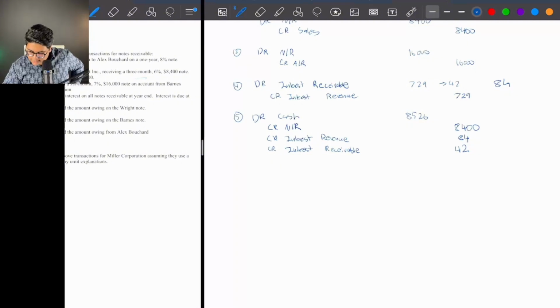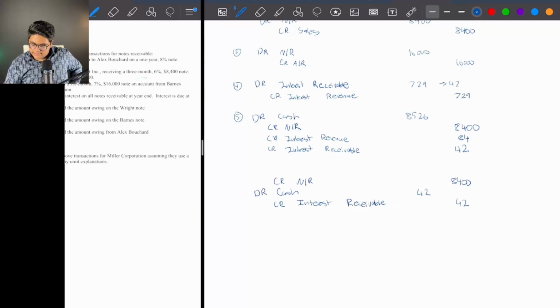So I know for sure that I'm going to credit my notes receivable, right? I already know that that doesn't change. That becomes $8,400. And I know previously I had declared $42 worth of interest receivable, and now I have received that. So I'm going to debit cash for $42, and I'm going to credit my interest receivable for $42 as well, right? That takes care of this part of the interest.